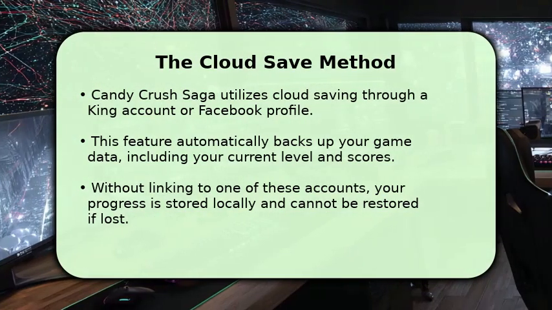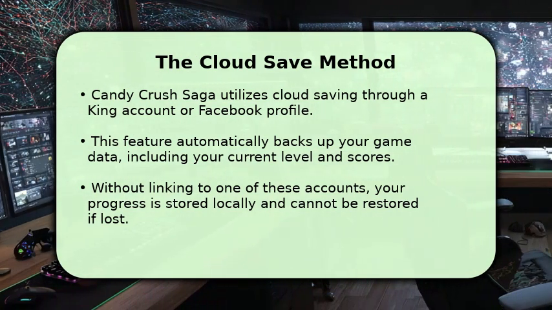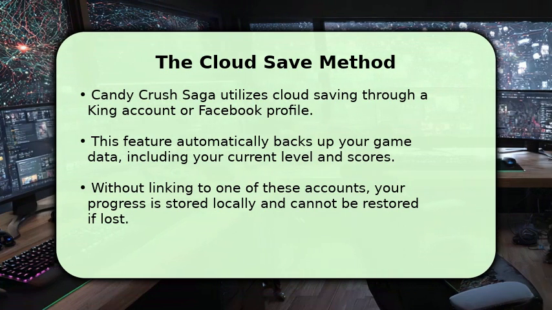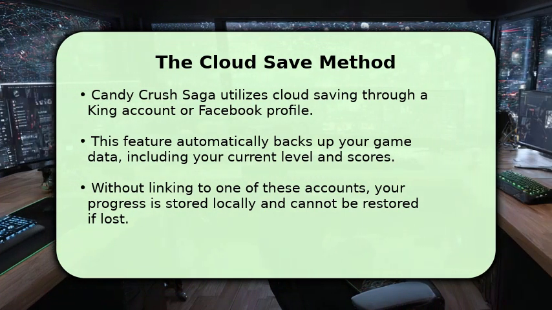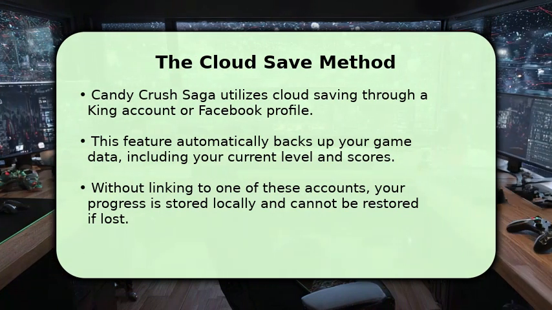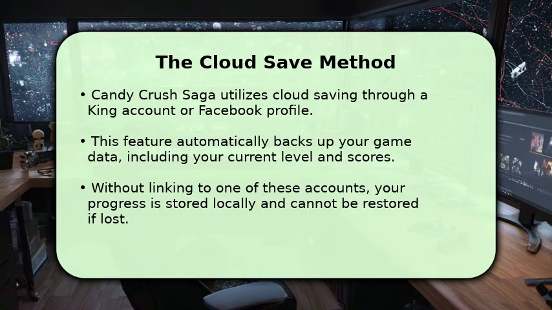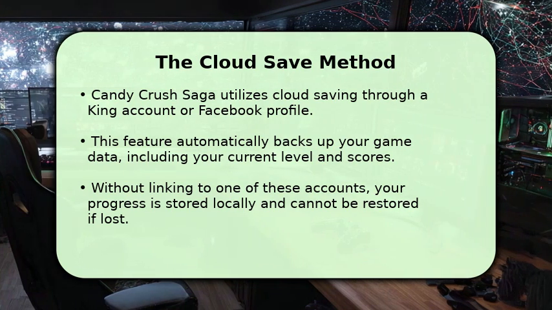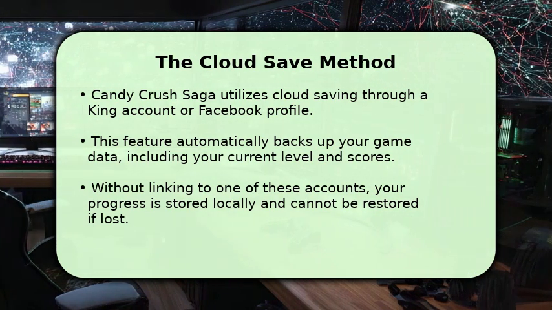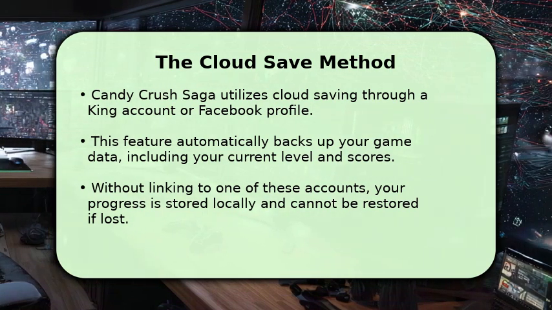The fundamental principle behind retrieving your Candy Crush levels is cloud saving. When you connect your game to either a King account or your Facebook profile, all your game data, from your current level to your accumulated boosters, is automatically backed up to their servers. This digital backup is the single most important step. If your game isn't linked, your progress remains solely on your device, making it impossible to recover if your device is lost, damaged, or if you simply switch to a new one.